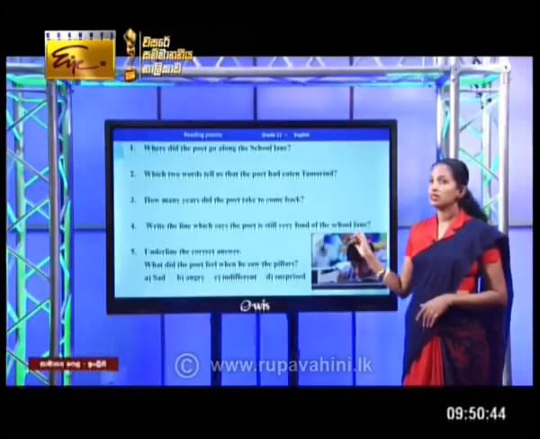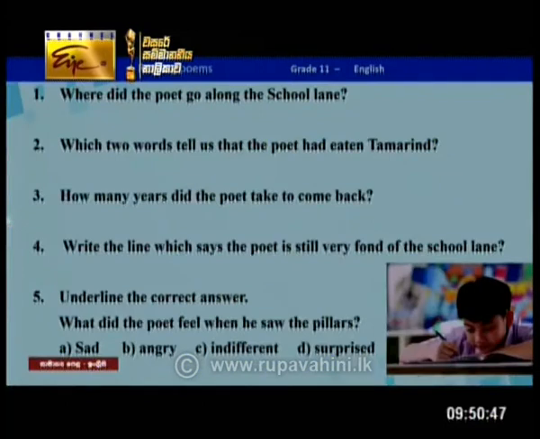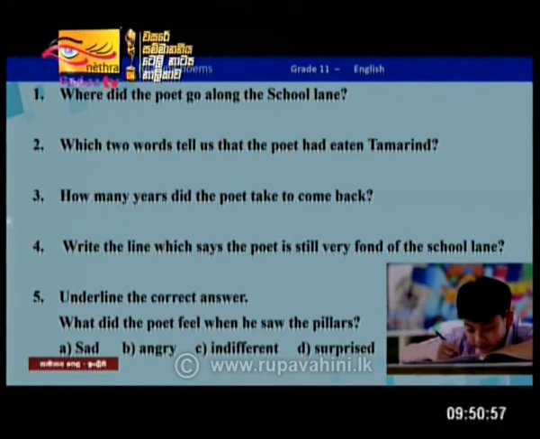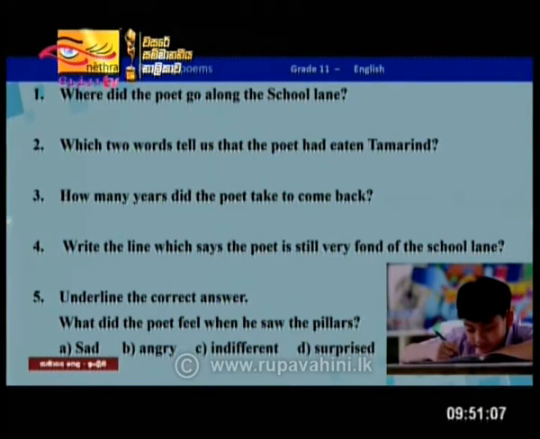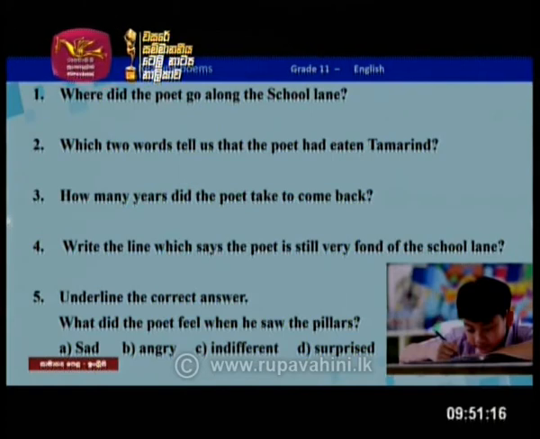Okay, now we can move on to the questions. Here, the first question is, where did the poet go along the school lane? Second one, which two words tell us that the poet had eaten tamarind? 3. How many years did the poet take to come back? Number 4. Write the line which says, the poet is still very fond of the school lane.